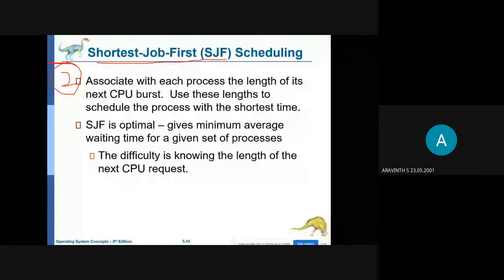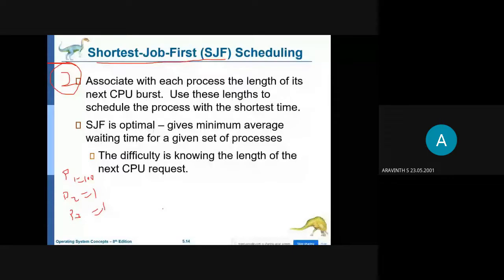What is starvation? If the first process has 100 burst time. Consider there are 3 processes. We are discussing first come first serve scheduling. In these 3 processes, process P1 has 100 burst time, process P2 has 1 burst time, and process P3 has 1 burst time.